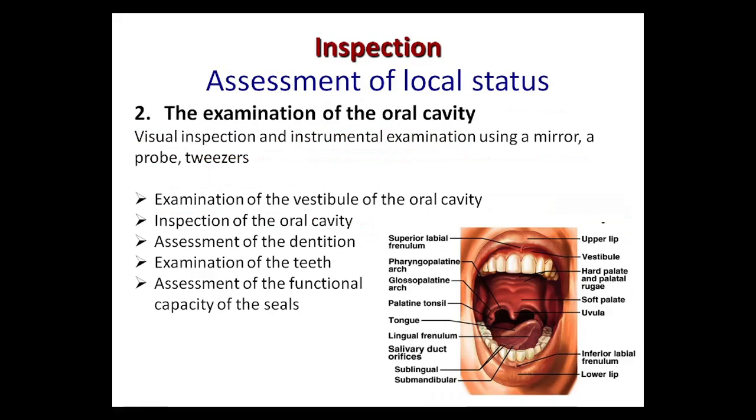Next part of inspection, the examination of the oral cavity. Visual inspection and instrumental examination using a mirror, probe, and tweezers. There are three main instruments during examination: mirror, probe, tweezers.